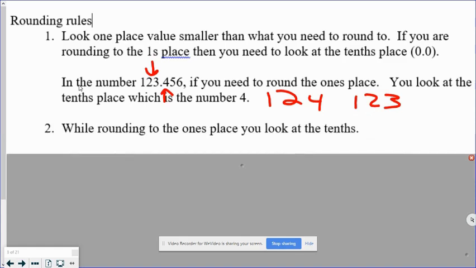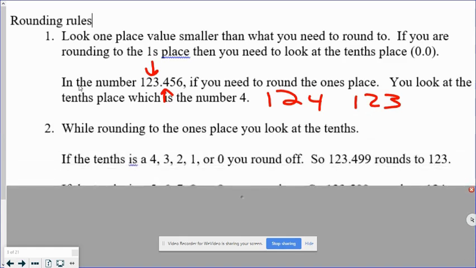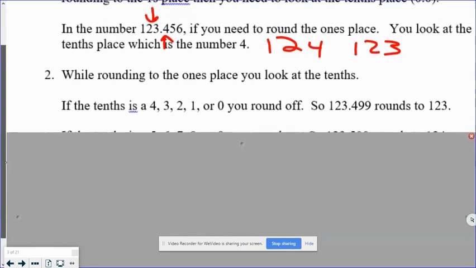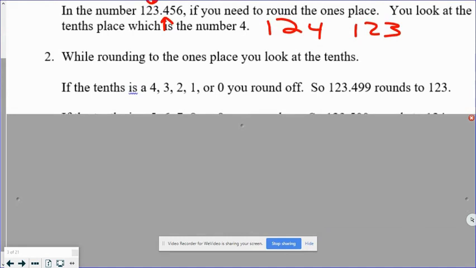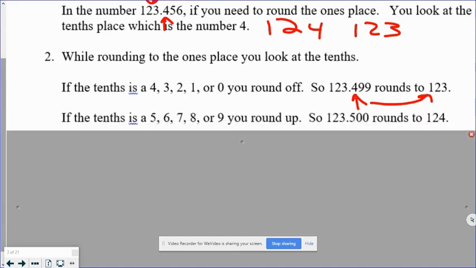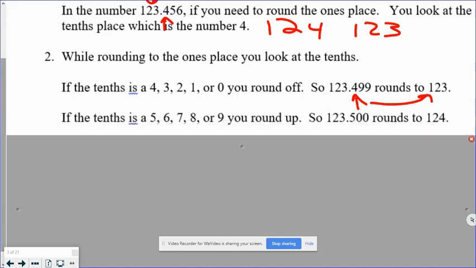Rounding to the ones place, you look at the tenths place. Mention that again. If the tenths place is a 4, 3, 2, 1, or 0, you round off. So in this case, this is a 4 in the tenths place, so we round off to 123. If the tenths place is a 5, 6, 7, 8, or 9, you round up, so 123.5. This is greater than a 4, so it rounds to 124.